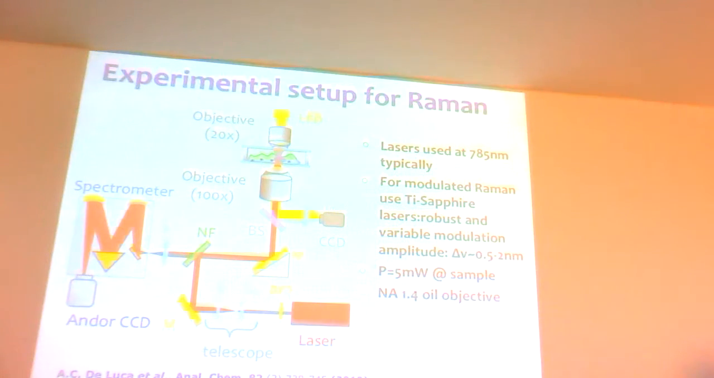Why is that? Because we're going to get a strong elastically scattered component, the Rayleigh component. So the light coming back at 785, so if I shine a laser, some of that laser light is going to come straight back at me. I need to get rid of that.